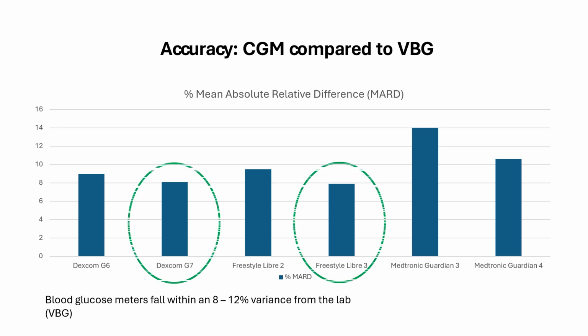Well, now you can see here with the newer versions, the Dexcom G7, the Libre 3 Plus actually, their mean absolute relative difference, or MARD, which is their percentage variance off of the lab, or VBG, is actually in the 8% range. So it's rivaling any of our point of care test glucose meters.